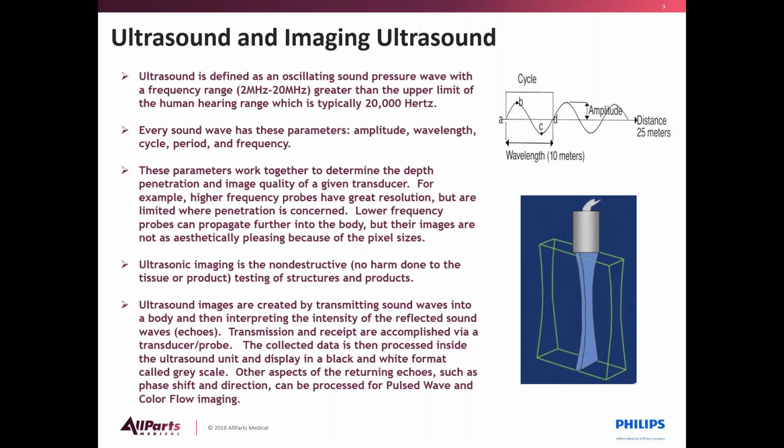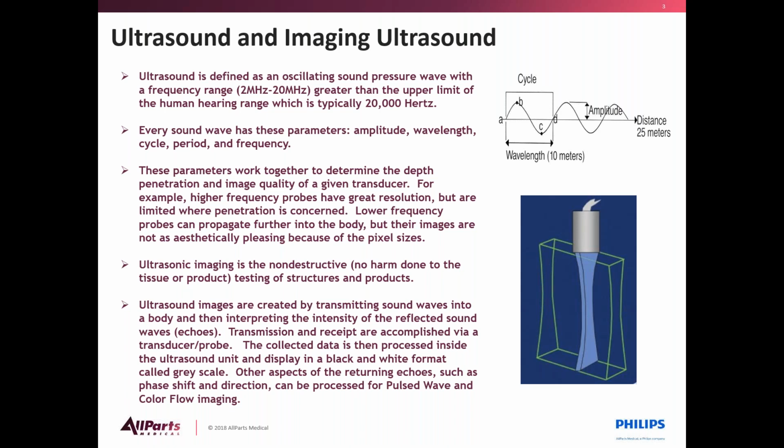Ultrasound is defined as an oscillating sound pressure wave with a frequency range greater than the upper limit of the human hearing range, which is typically 20,000 hertz, putting their range in about the 2 megahertz to up to about 20 megahertz range. Every sound wave has 5 parameters to it, and those will be amplitude, wavelength, cycle, period, and frequency. And I only bring that up because we do talk about frequency a good bit here.